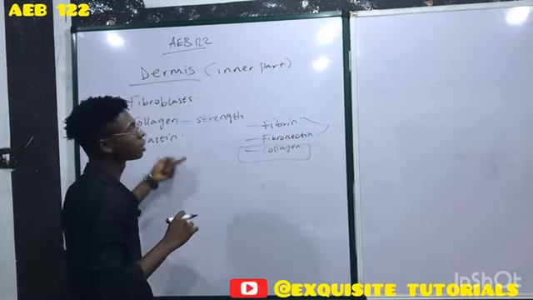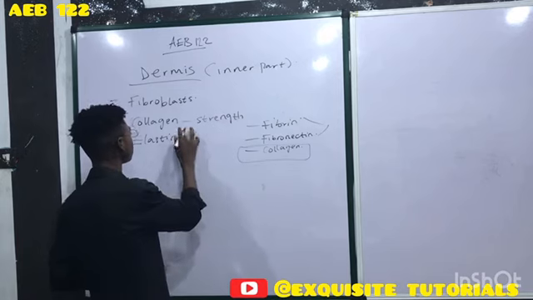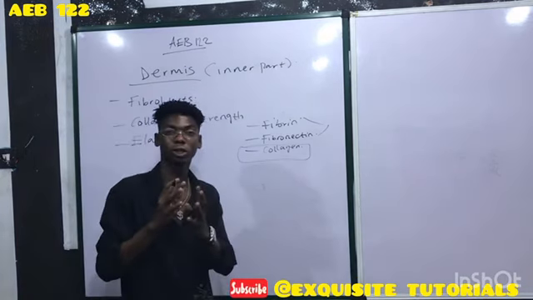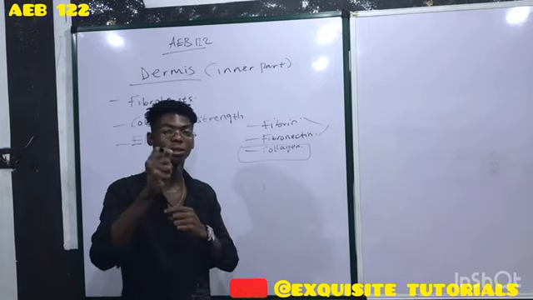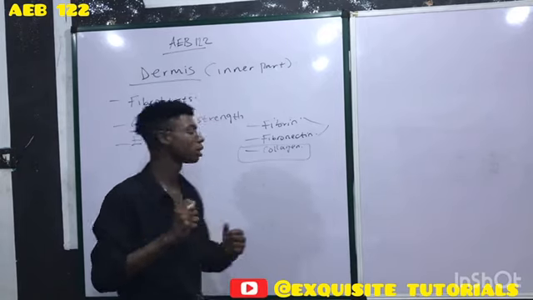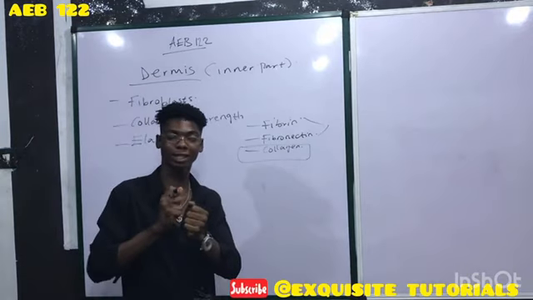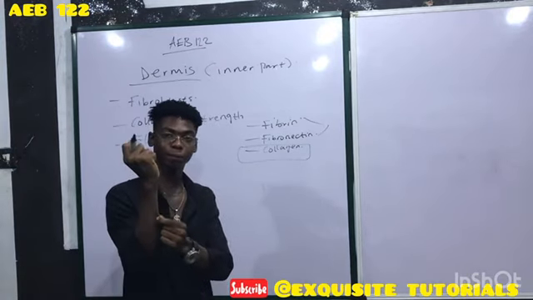Now, there's another protein that we are seeing here, elastin. From the word elastin, it tells you that it has to do with elasticity. It tells you how elastic something is. Elastin is a protein that is responsible for the elasticity of our skin, the flexibility of our skin.